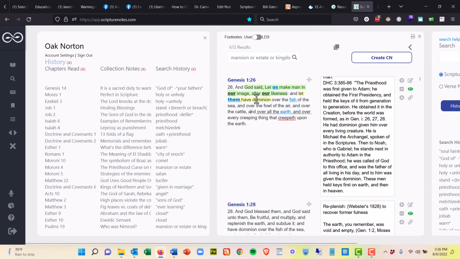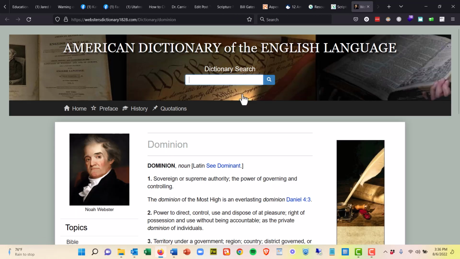So if you see here, I just did a search for a series of words, and I just want to show how insightful this is. So, for example, I took the word mansion or estate or kingdom or dominion, that phrase, and I did a search for it, and there's 672 results. And if I double-click, say, the word dominion here, I get my toolbar that pops up, and you can see 1828 on it. So if I click that, I instantly go to Webster's dictionary online and see the word dominion.